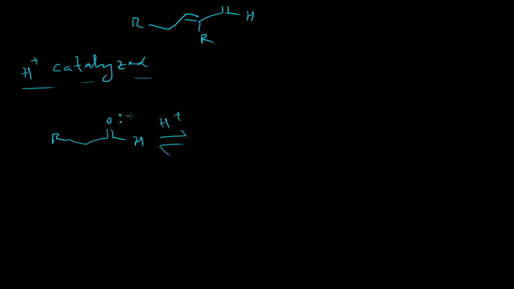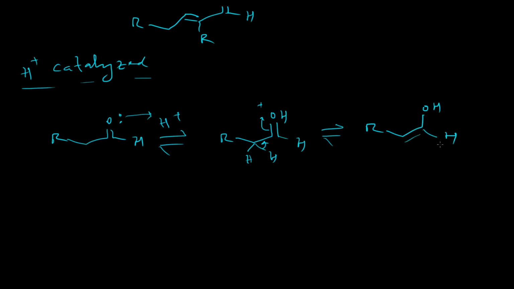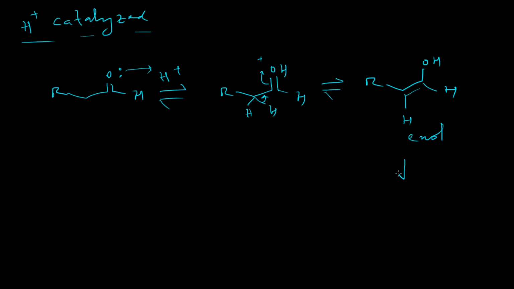So H plus will first activate this double bond, carbon oxygen double bond, and then the enolization will take place. One of this alpha hydrogen will form a carbon-carbon double bond, and this will form the enol. So this is our enol, not enolate. So after the formation of this enol, it will react as a nucleophile towards the aldehyde molecules which is present in the reaction medium.